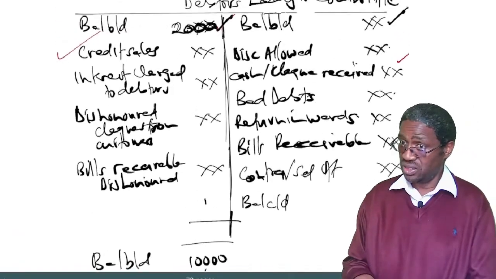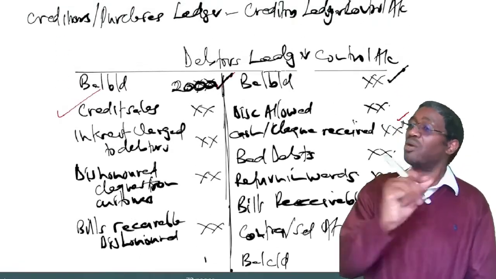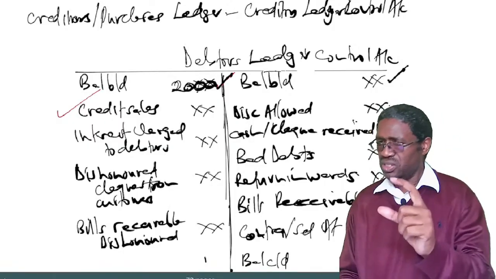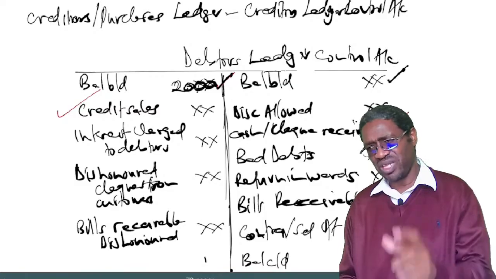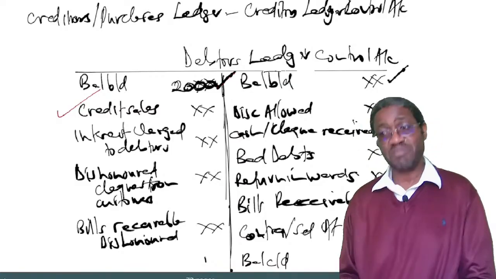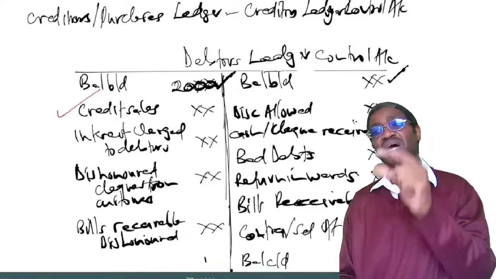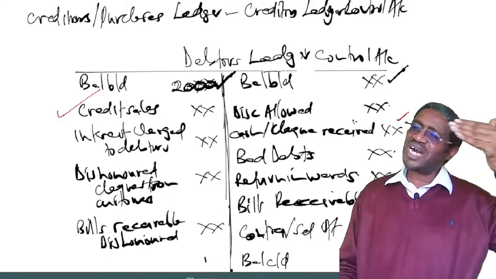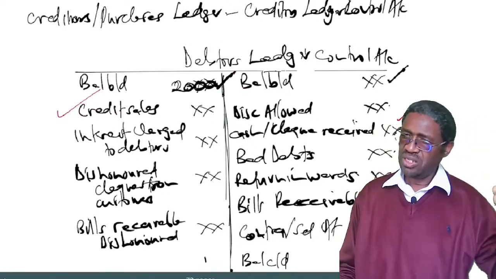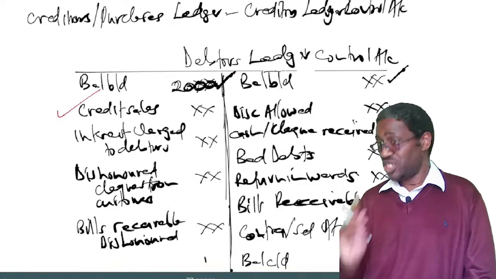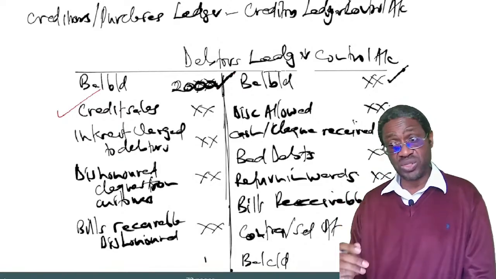I've told you, what about the opening balance? The opening balance, if it's a debit balance by the beginning of the year, just bring it down as a debit balance. Why? Because it was carried down last year. So you are only bringing it down this year. The challenge is always on the closing balances.